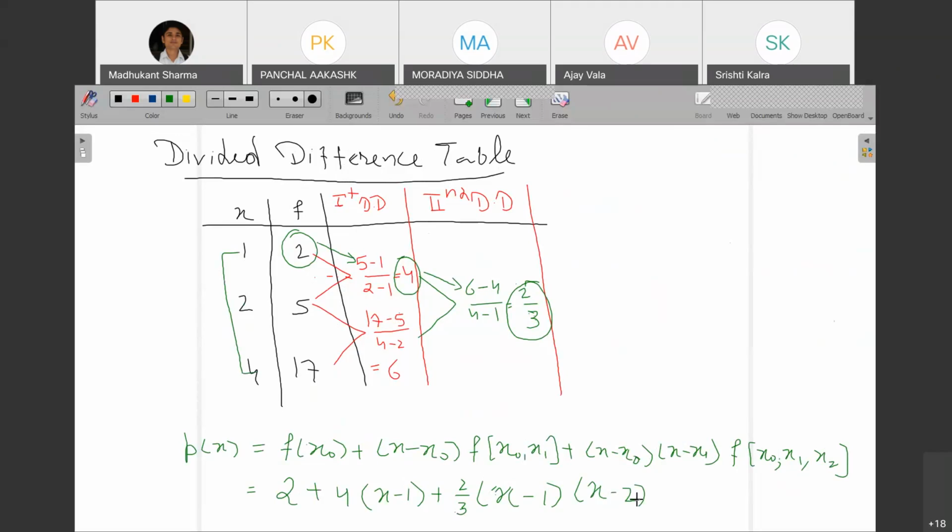And again, if you simplify it, you will get the same polynomial x square plus 1, and the predicted value will be 3, because uniqueness is guaranteed. So you will have different types of representation for an interpolating polynomial. Now what we are interested in is the possible error in polynomial interpolation.